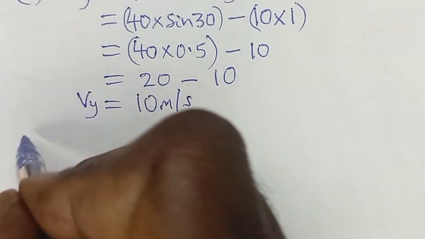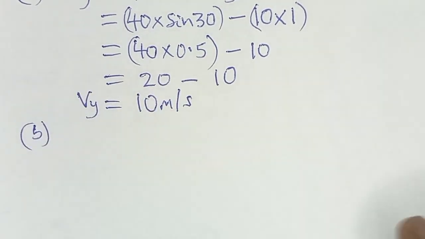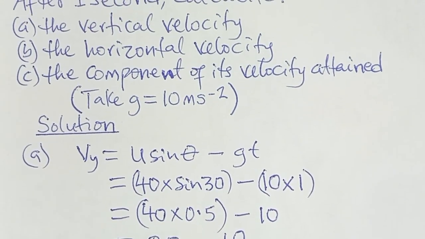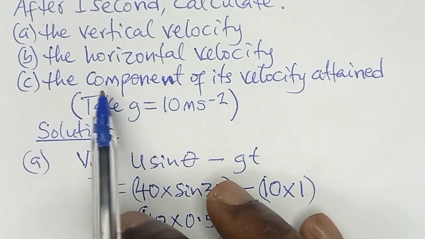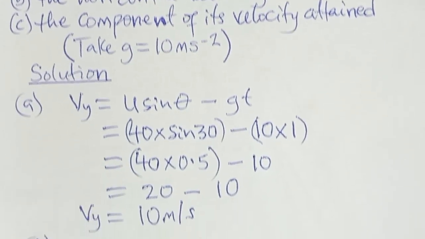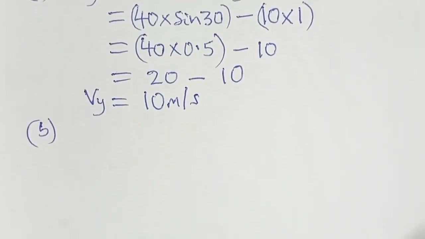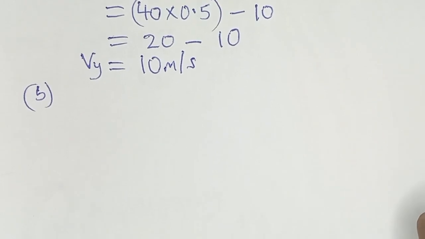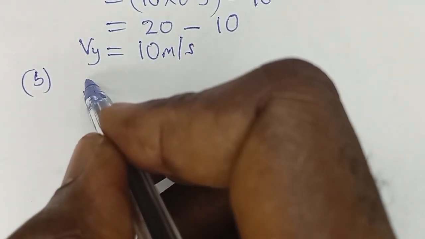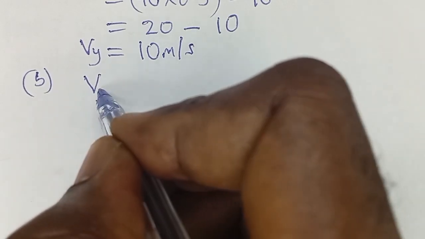Now let's go to the second question, the B part of the question. And that is asking for the horizontal velocity. Now the horizontal velocity is constant throughout the motion. Don't forget that statement. The horizontal velocity is constant throughout the motion and it is independent of g.